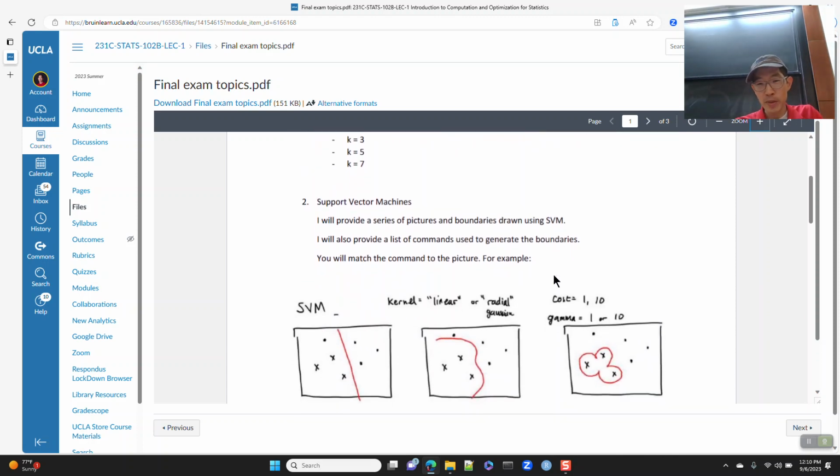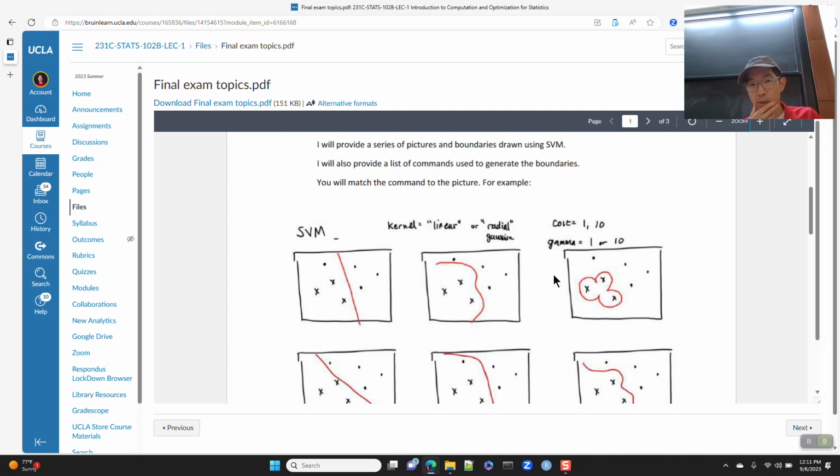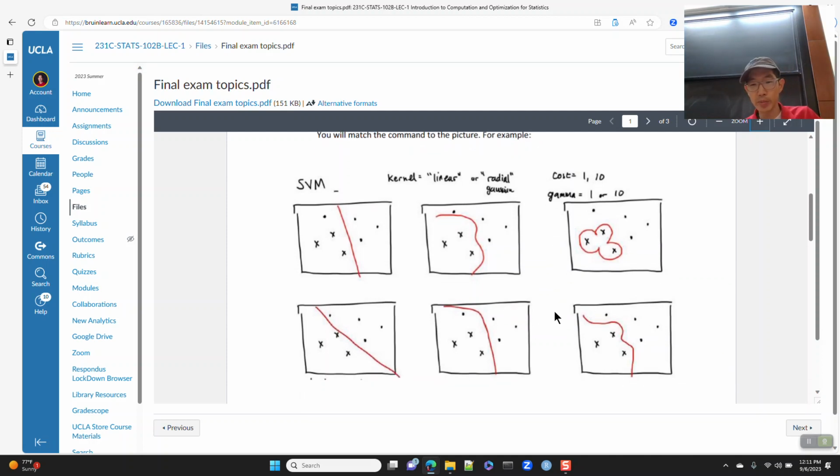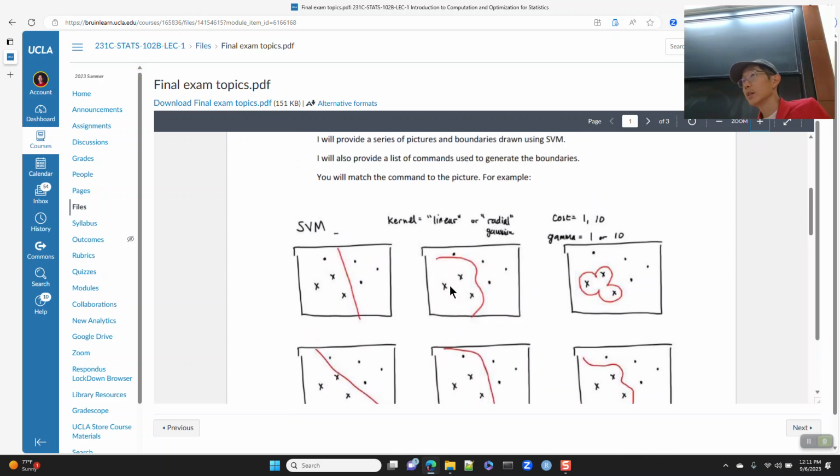So that's that. There will be a support vector machines problem, and basically I will have a diagram of some of these things, and I will say, I created these boundaries using either a linear or a Gaussian RBF kernel, and I have altered the cost parameters, I've altered the gamma parameters, okay? And I will ask you which boundary corresponds to which set of parameters, right?